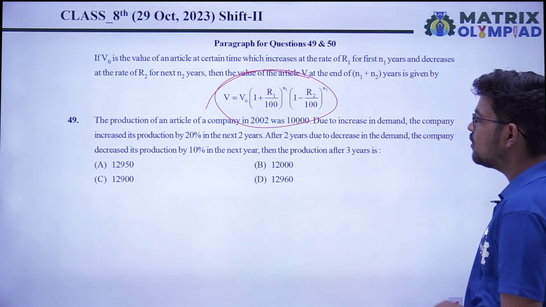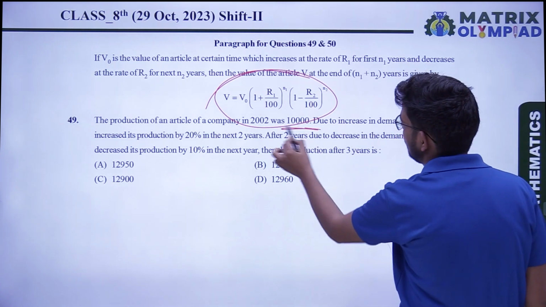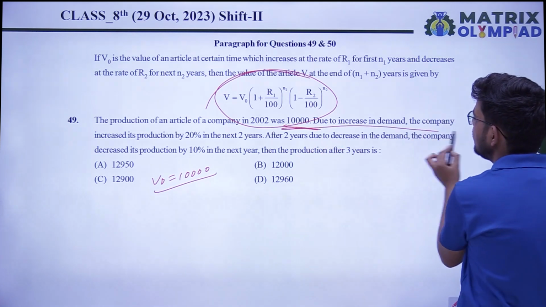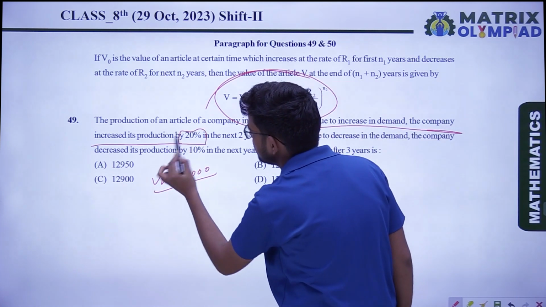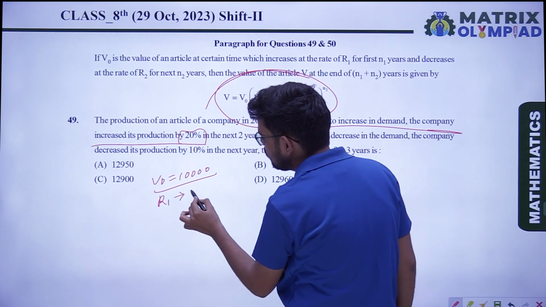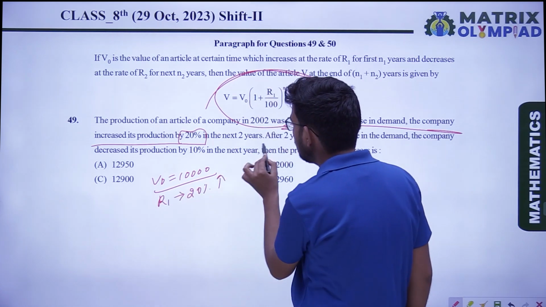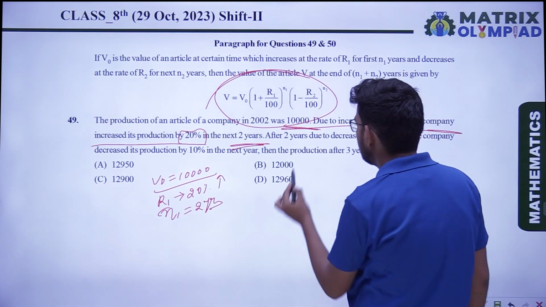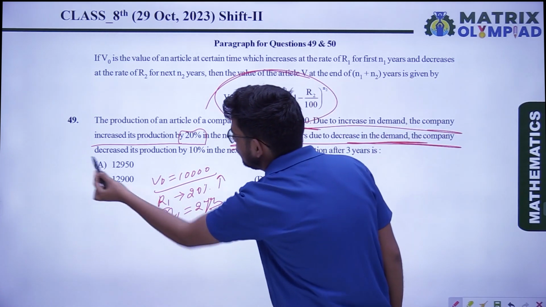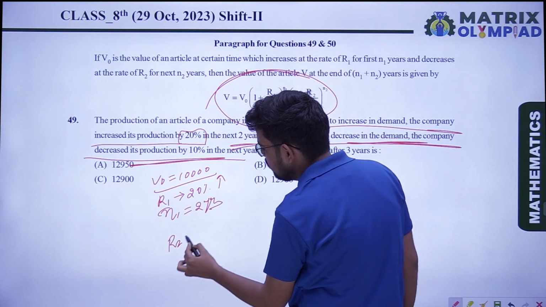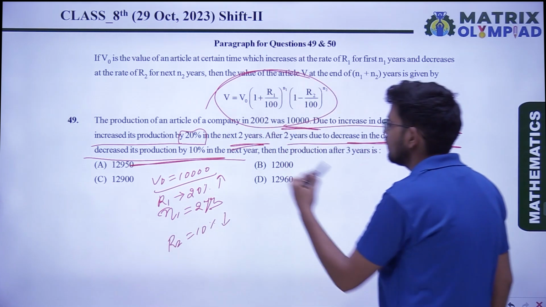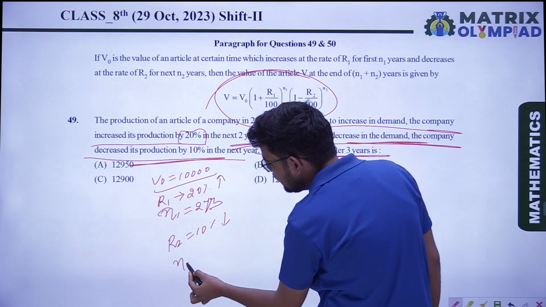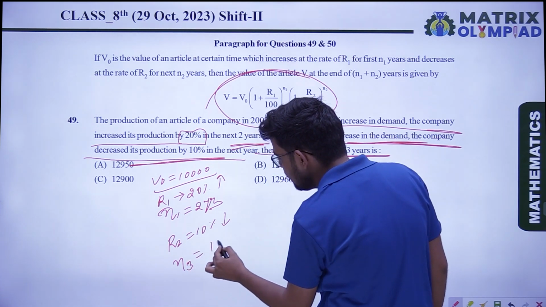See question number 49. The production of an article of a company in 2002 was 10,000. It means V0 is 10,000. Due to the increase in demand, the company increased the production by 20%. So production increased by 20% for 2 years. So N1 equals 2 years. After 2 years, due to the decrease in demand, the company decreased the production by 10%. So R2 is 10% decrease. Then the production after 3 years. It means after 2 years, and after 3 years it is asking, so the decrement was for only 1 year.